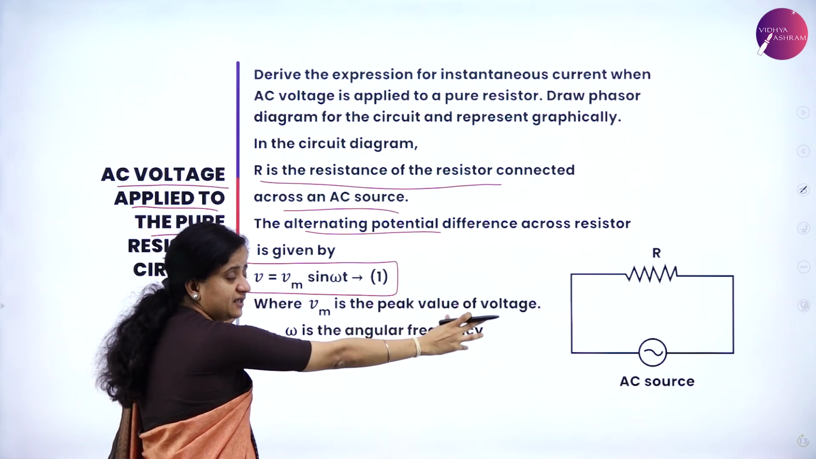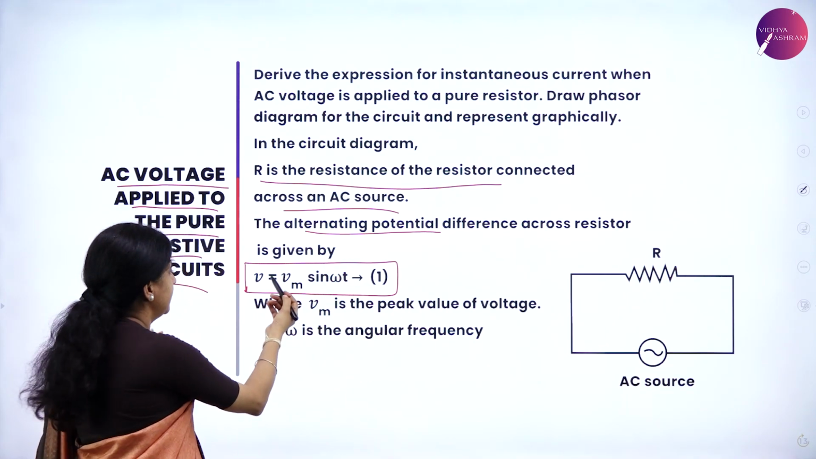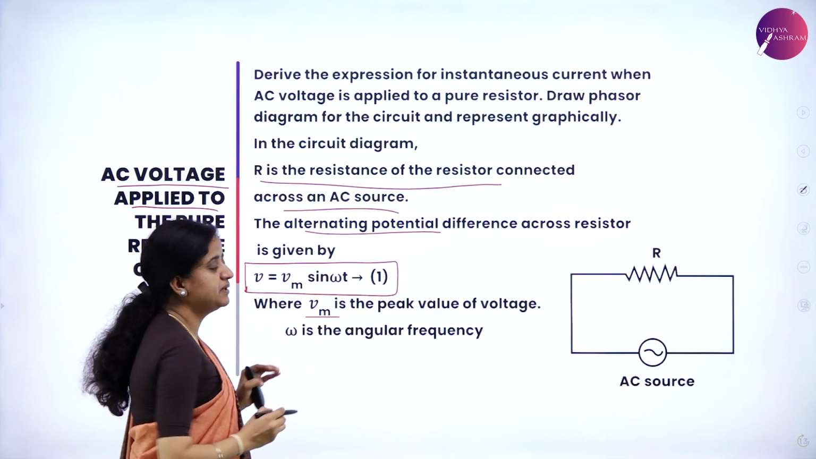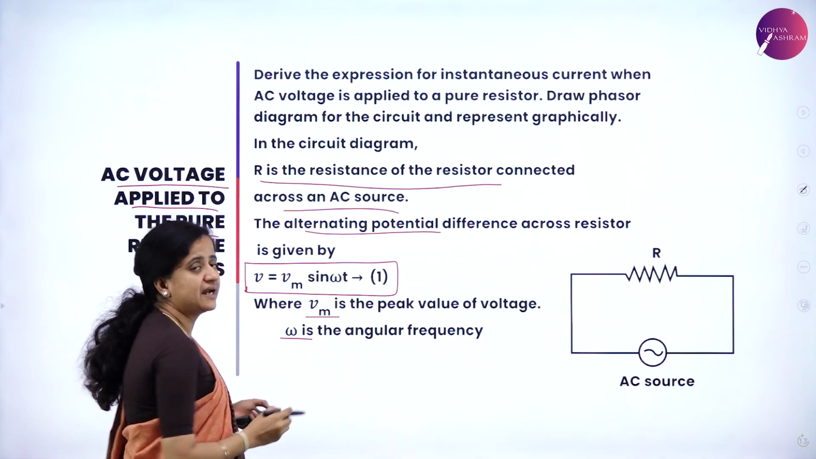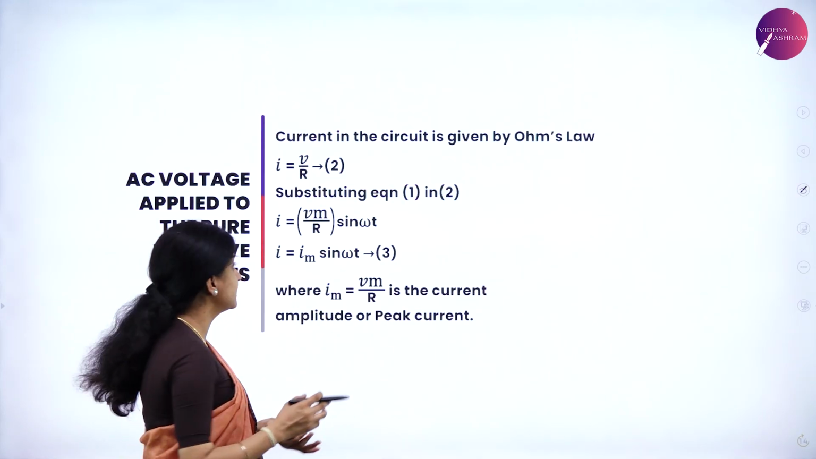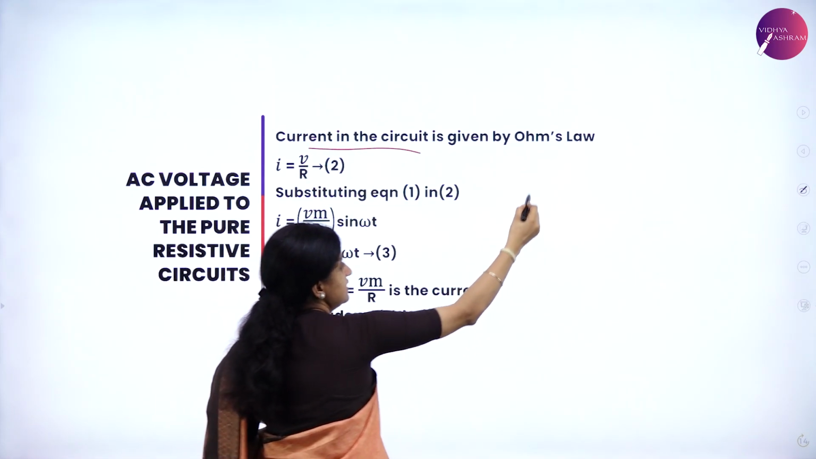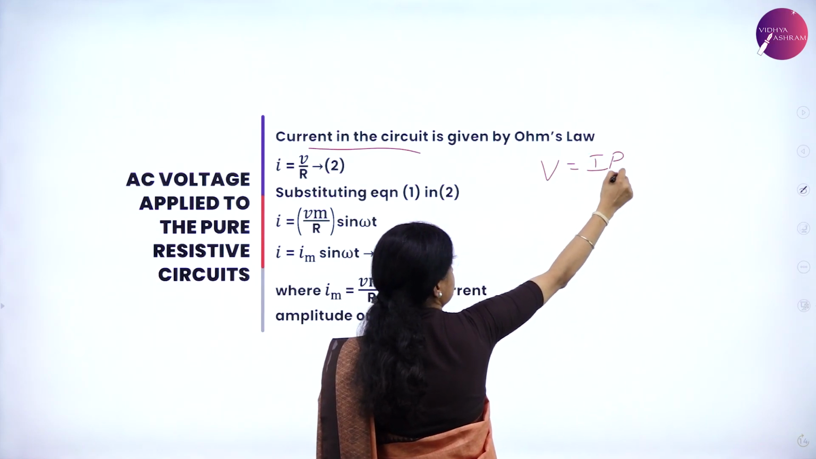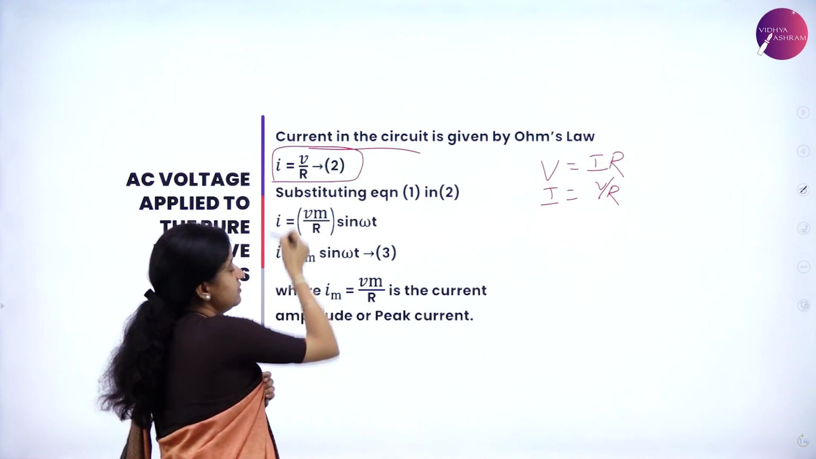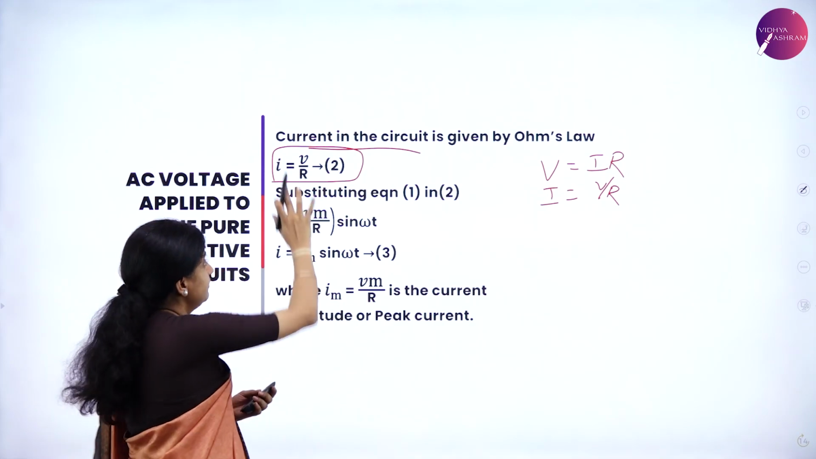As soon as there is a connection between the resistor and a source, there exists an instantaneous voltage, and the expression for it is given by Vm sin omega t. What is Vm here? It's the peak value of voltage, and omega is the angular frequency. Now there is a resistance and a voltage, which means there exists a current in the circuit, given by Ohm's law. Ohm's law says V is equal to I into R, so I is equal to V divided by R. Let it be my equation 2.